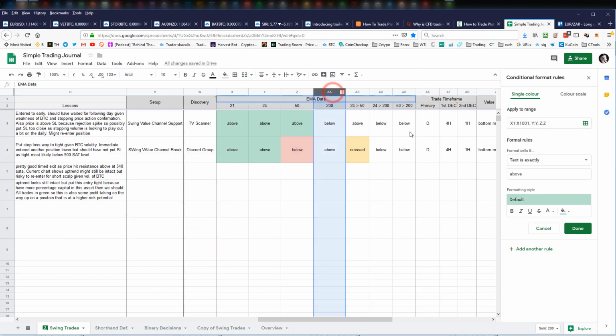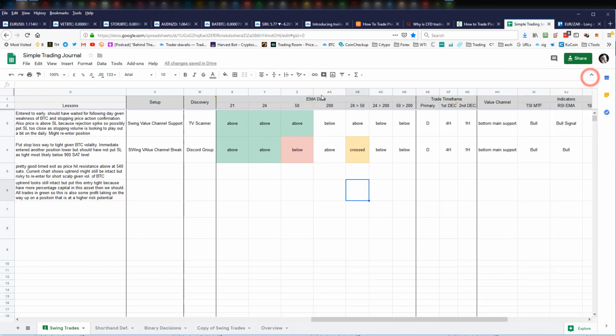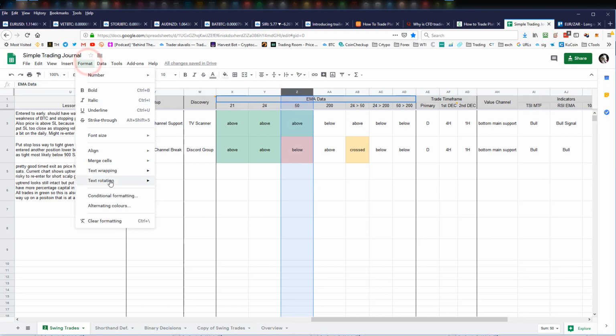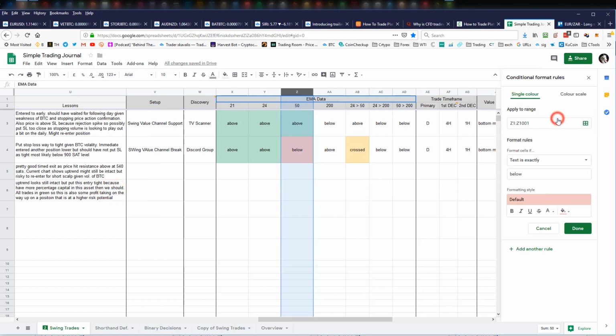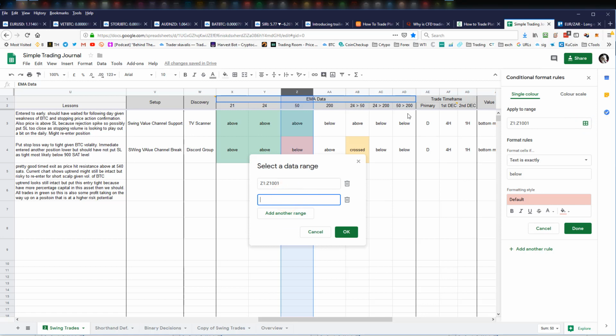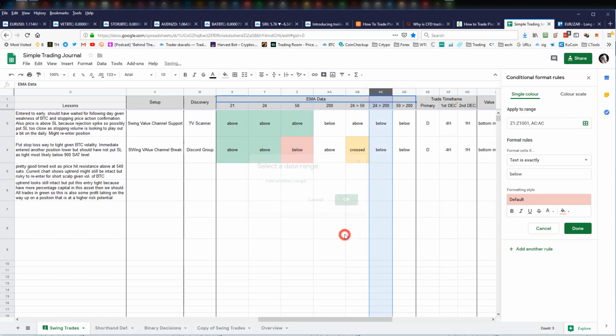So here is where you'd want to copy each one of these rules. It's pretty obvious. You go to your next rule, go to Format, and then Conditional Formatting. We select this row, add another range, which would be just here, and then say okay. So that's how you can set up one rule that covers something like that.